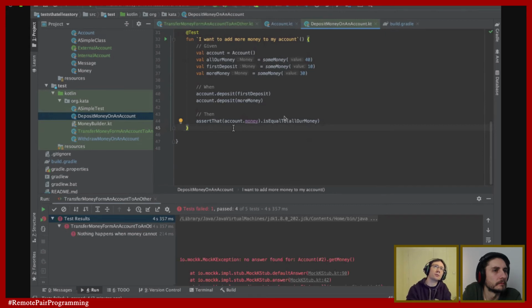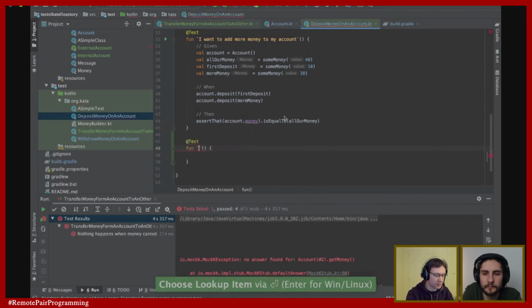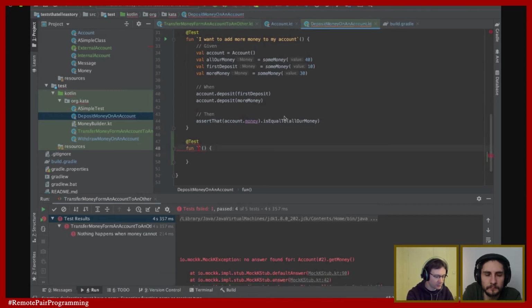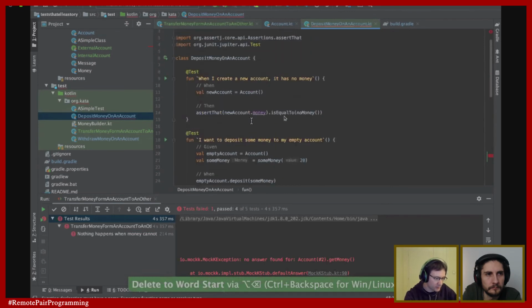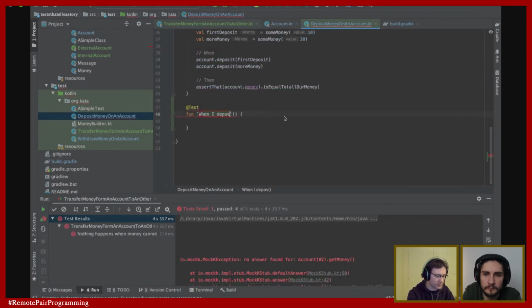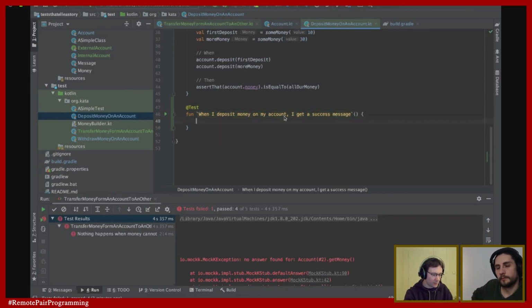Anyway, I think it doesn't really matter. Let's just say that deposit money on account returns a message, and then we will mock it so that it returns a different message. So here we will maybe have just one new test, something similar to the rest. When I deposit money on an account, I get a success message. Okay.